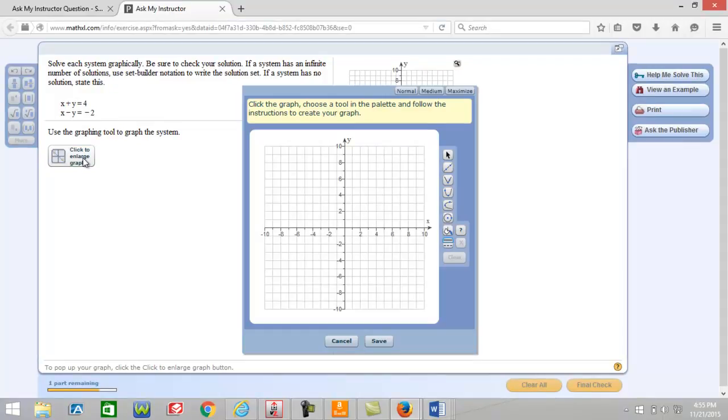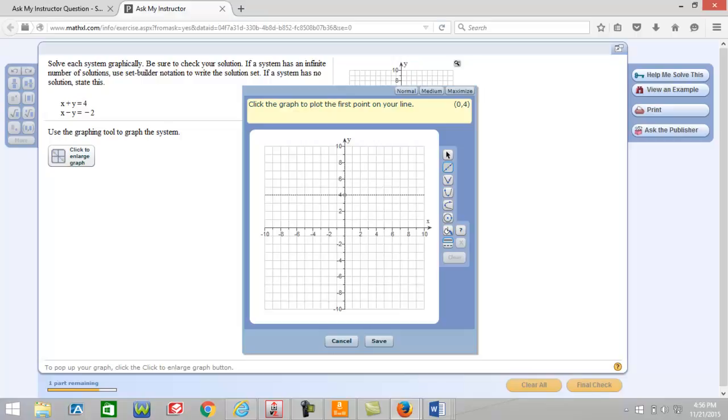We have the rectangular coordinate system in front of us here. We're going to graph the top equation, x plus y equals 4. There's a variety of techniques that you can use because of the simplicity of the equation. With x plus y equals 4, any ordered pair that we come up with has to have coordinates that sum to 4.